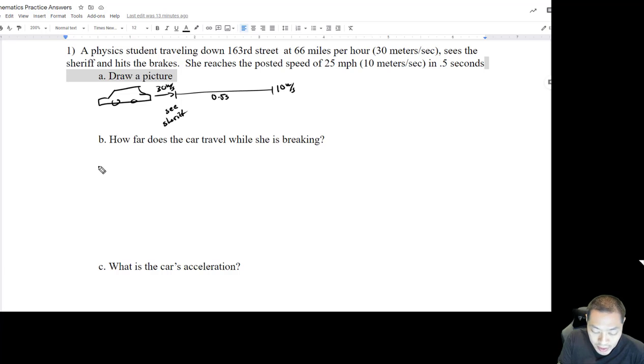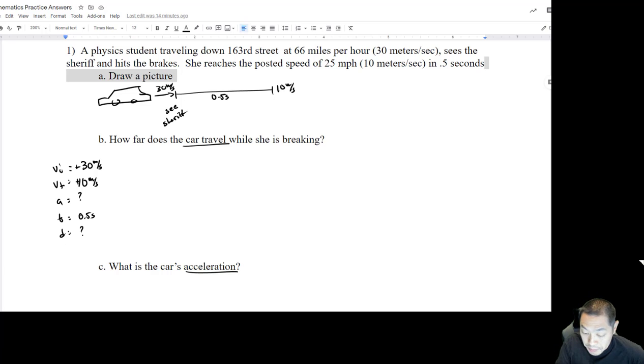When you're doing that, I always think it's a good habit to write VI, VF, A, T, D, and then fill in everything you know to see which equation you need to use. So my initial velocity was positive 30. My final velocity was positive 10 meters per second. My time was 0.5 seconds. So now we have two things that we don't know. In this case, we're looking for travel. The first part, we're looking for this one. Second part, we're looking for this one.